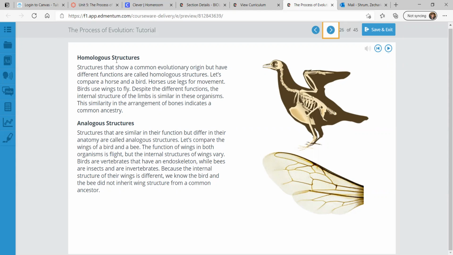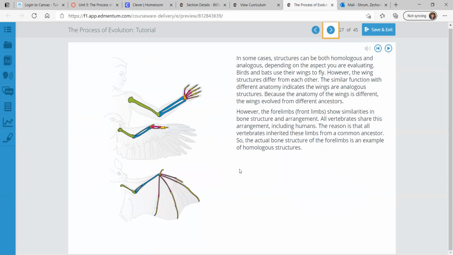So, homologous means different functions, but they show a common origin. Analogous means their functions are similar, but their anatomy is different. In some cases, structures can be both homologous and analogous, depending on the aspect you are evaluating.